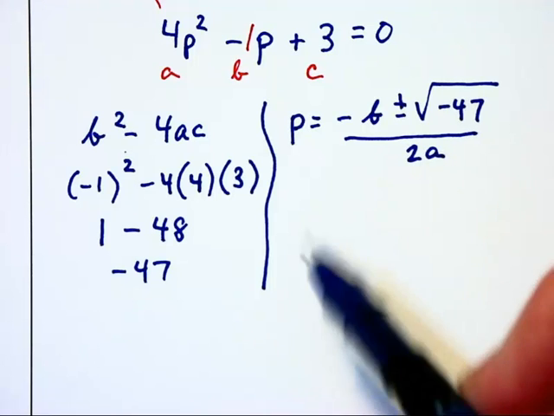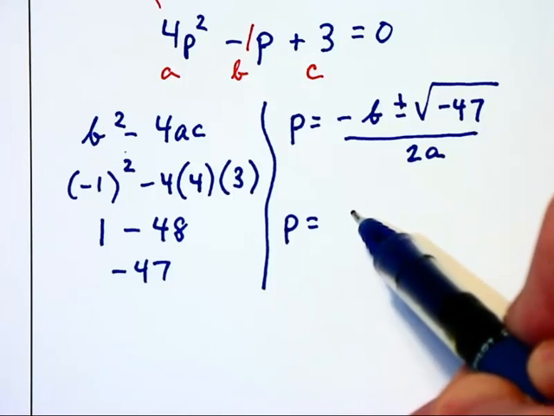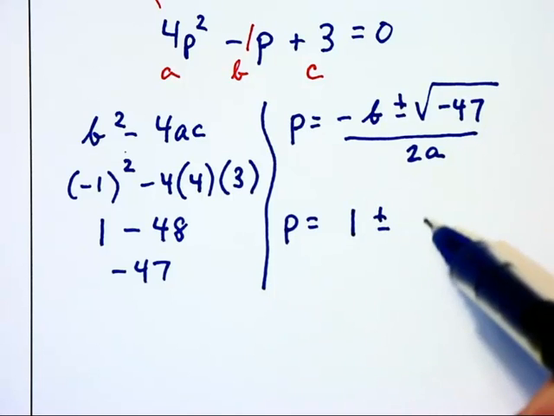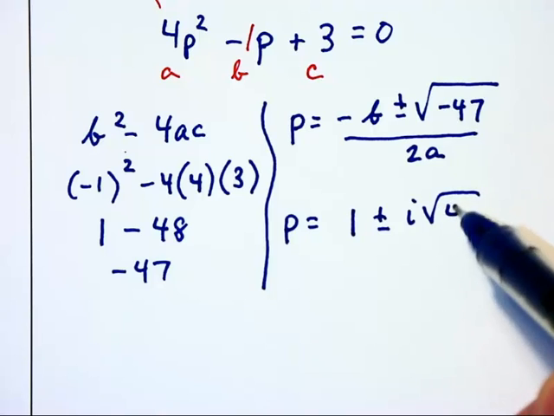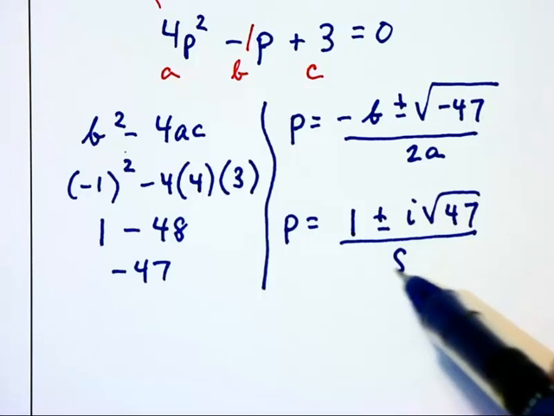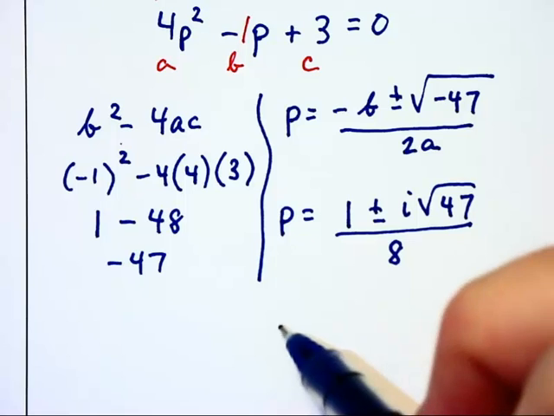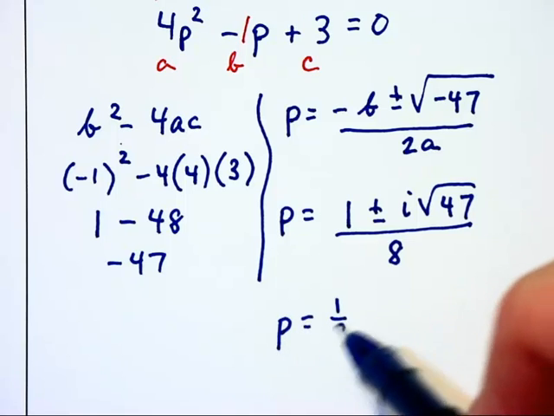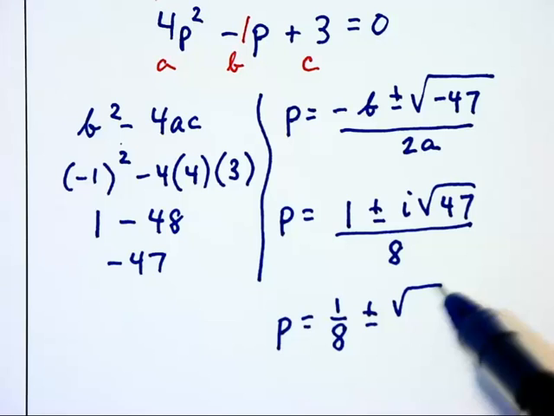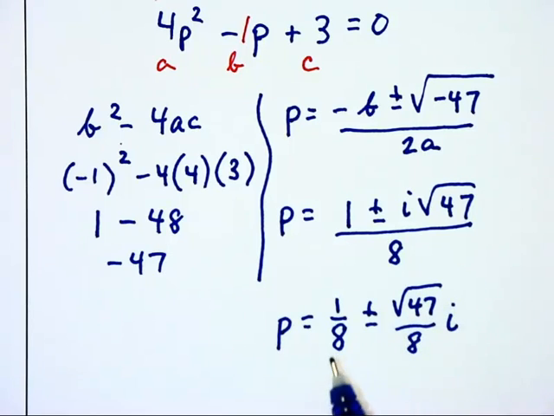2a. And substituting in those values, p will be negative b, that's negative of a negative 1, which is 1, plus or minus i root 47 all over 2 times 4, which is 8. Now note that this solution is not in a plus or minus bi form. You may need to rewrite your answer as 1/8 plus or minus the square root of 47 over 8 i to get it into this nice neat a plus or minus bi, depending upon your teacher and or your homework system that you're using.